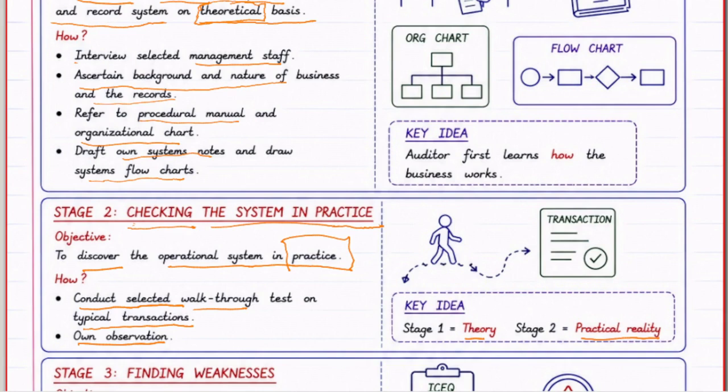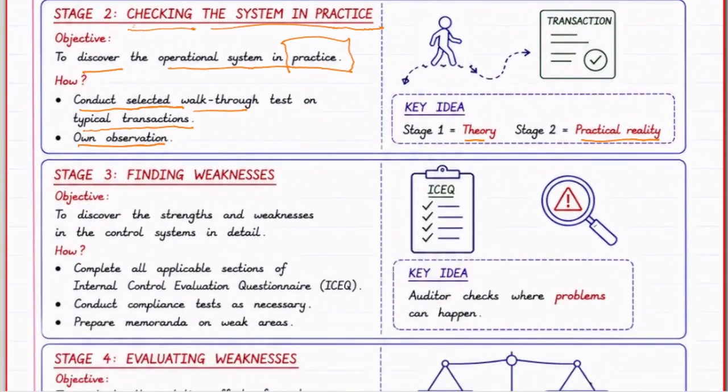What is stage 3? Stage 3 is finding weaknesses. In stage 1, for example, they tell you the same person who receives payment is also the one that issues receipts. Things like this you actually check. That's stage 1. They told you this.